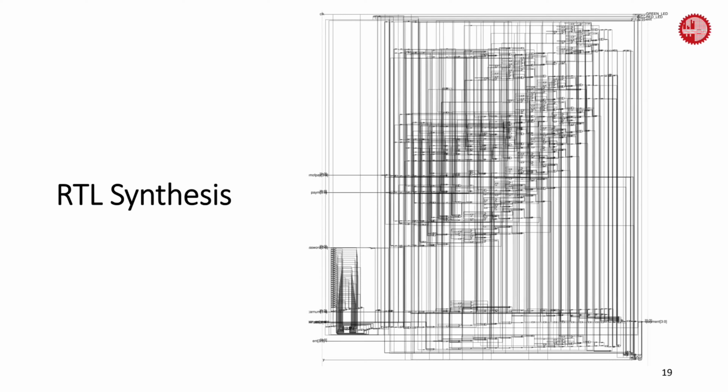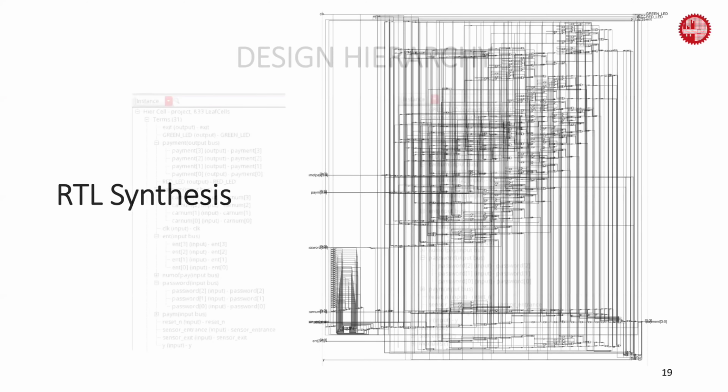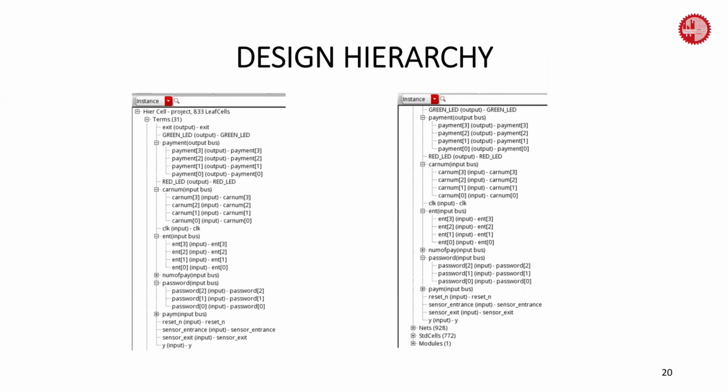On the left are the inputs, and on the right you can see the outputs. As our system had many inputs and many states, the synthesis schematic looks a little bit complex. Here is the design hierarchy, where the hierarchical order of different inputs and outputs is shown clearly.